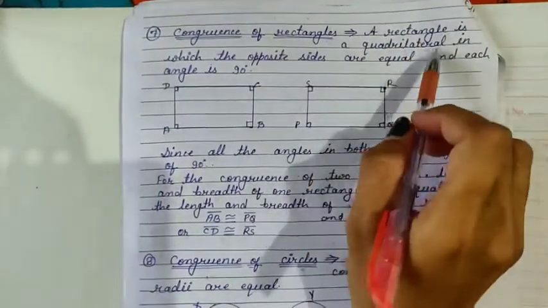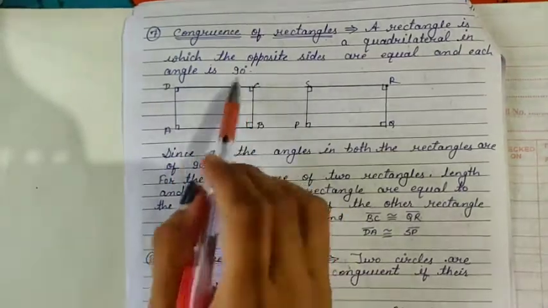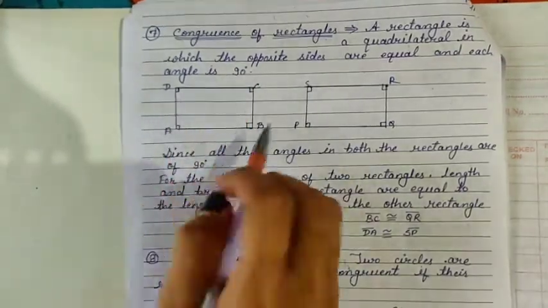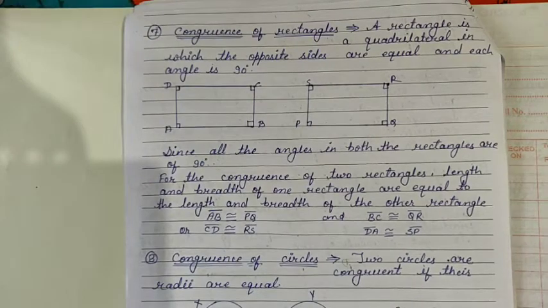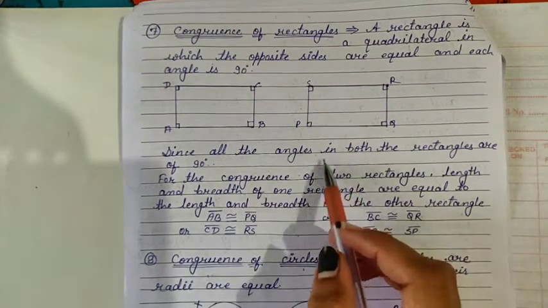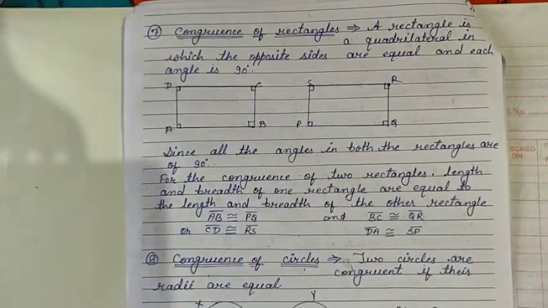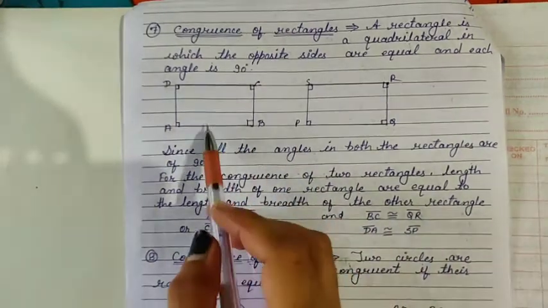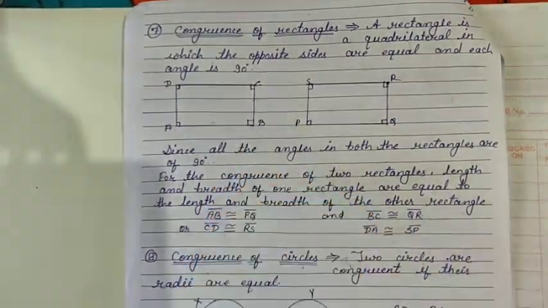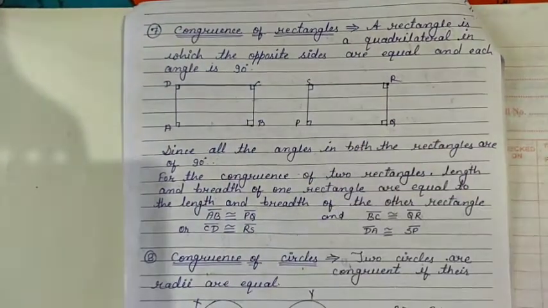Now congruence of rectangles. A rectangle is a quadrilateral in which the opposite sides are equal. This is a rectangle ABCD. In this, AB is equal to CD and BC is equal to AD, and each angle is of 90 degrees. Since all the angles in both the rectangles are of 90 degrees, the angles are equal. For the congruence of two rectangles, the length and breadth of one rectangle are equal to the length and breadth of the other rectangle.